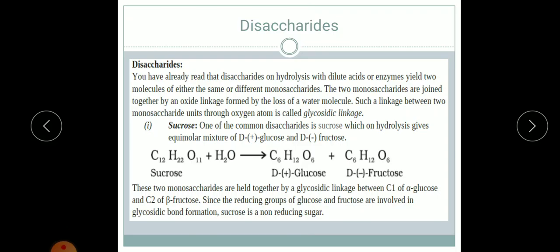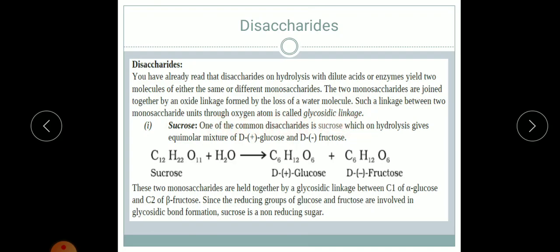Yesterday we started the topic disaccharides, and we came to know that disaccharides are those carbohydrates which on hydrolysis will give you two monosaccharides. It can be same or different. Okay, and the two monosaccharides are linked together. The two monosaccharides are linked or joined together by an oxide linkage formed by the loss of water molecule. Such a linkage between the two monosaccharide units through an oxygen atom is called a glycosidic linkage.